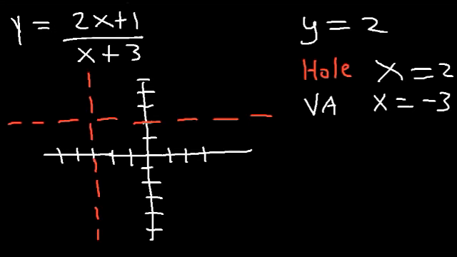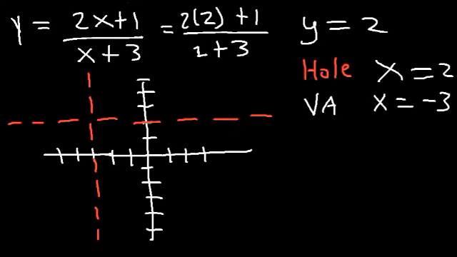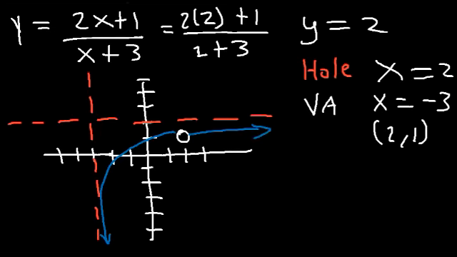Let's find the y coordinate of the hole. So you want to plug in 2 into the surviving equation. So it's 2 times 2 plus 1 over 2 plus 3. 2 times 2 is 4 plus 1 is 5. 2 plus 3 is 5. 5 over 5 is 1. So it's going to be 2 comma 1. So it's somewhere over here. The hole is also known as a point discontinuity. The vertical asymptote is an infinite discontinuity.